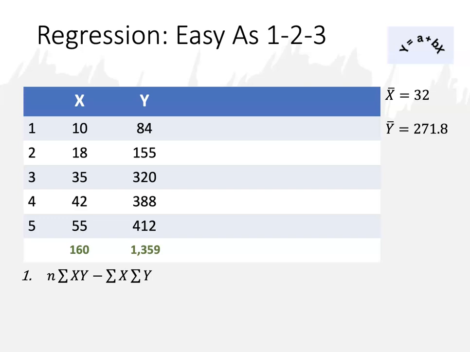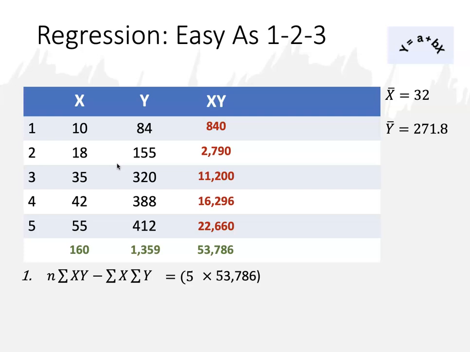So we now have the average of x and the average of y. We'll go back to nexi xi. The first thing we need is a column for x times y. And all we're doing is multiplying each x value by the y value for each row. So 10 times 84 gives us 840. 18 times 155 gives us 2,790. And likewise for the others, till we have a total of 53,786. So n, which is 5, multiplied by the total for xy, which is 53,786, minus the total for x, 160, times the total for y, 1,359. And that gives us 51,490. So that's equation 1.